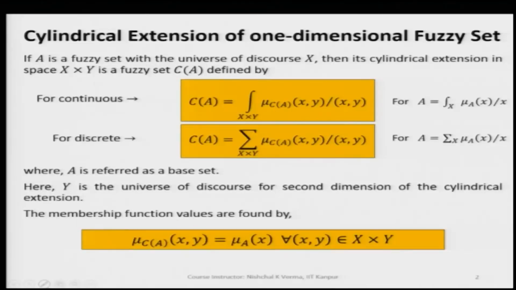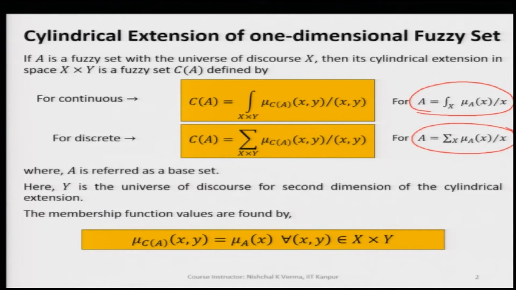So, let us first take the normal fuzzy set, which is defined in the universe of discourse X. If we have a fuzzy set A, let us see how we can find the cylindrical extension of this fuzzy set. The fuzzy set A, as we have already seen, is defined in either a continuous domain or a discrete domain. So, what is a cylindrical extension of fuzzy set A?